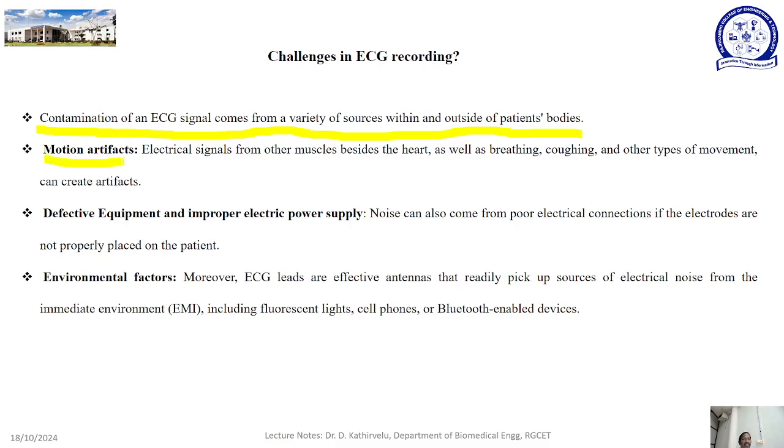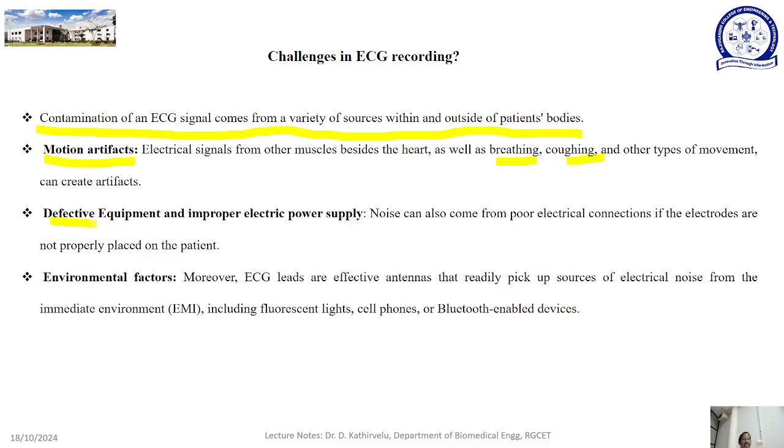Motion artifacts. Motion artifacts are the artifacts, noises or disturbances which influence an ECG due to motion of the subject on whom the ECG is measured. What are the various motions that can cause disturbances in an ECG signal? Breathing, coughing, or any other types of movements can cause disturbances in an ECG signal.